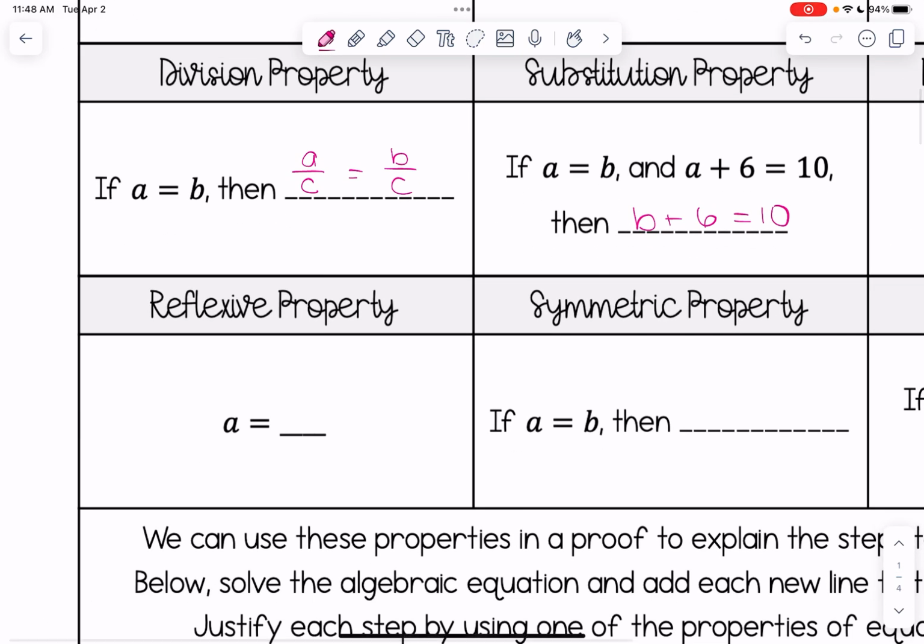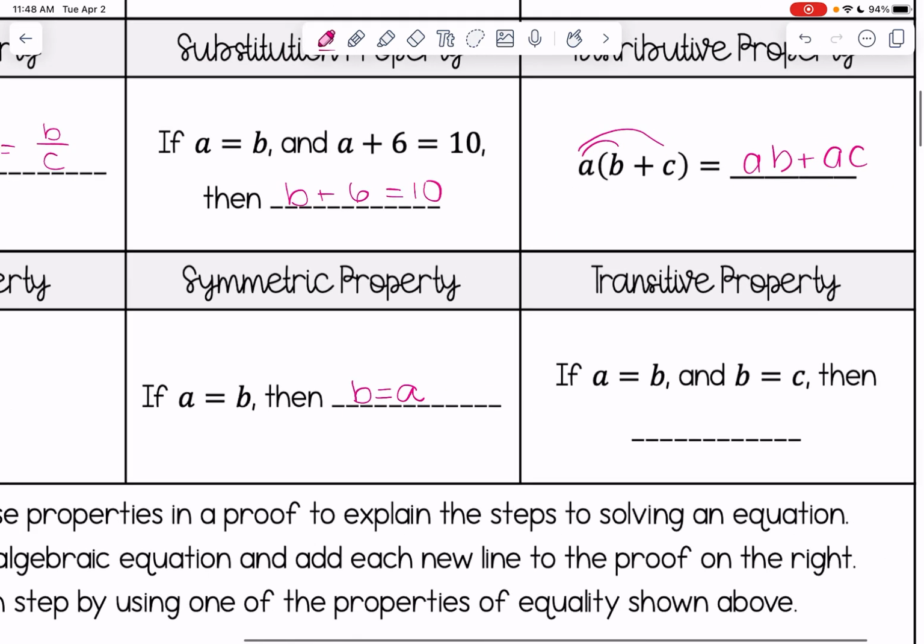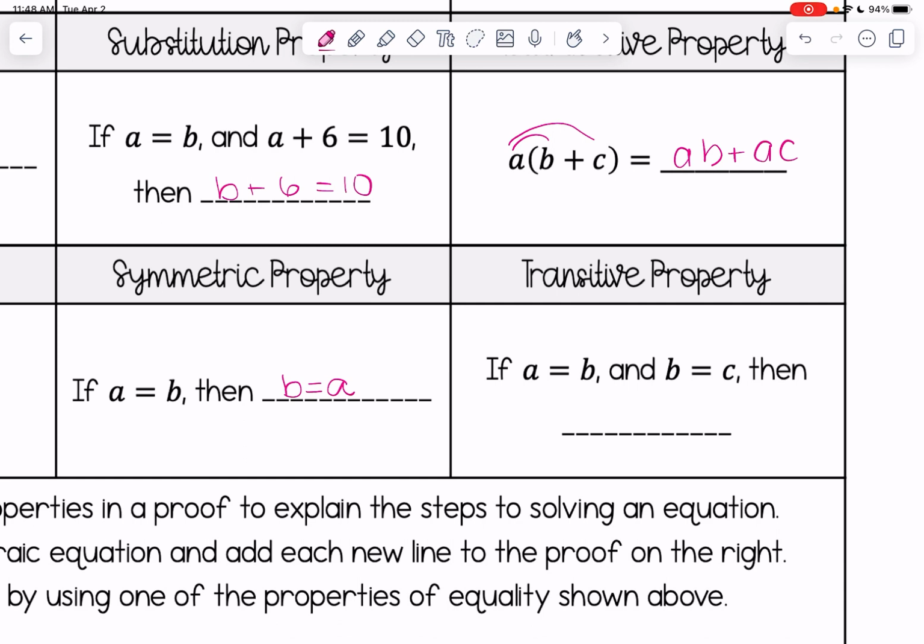All right, the next 3 might be new to you. The reflexive property is very simple. It just says that anything is equal to itself. And these are all properties of equality, so notice they all have equal signs. Just want to point that out. The symmetric property basically says that you can reverse the two sides of an equation. So if A equals B, then B equals A. And last, the transitive property says if A equals B and B equals C, then A must be equal to C.